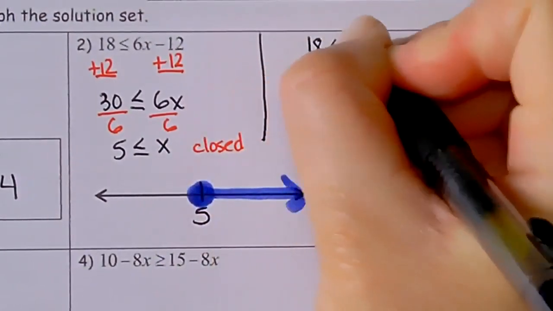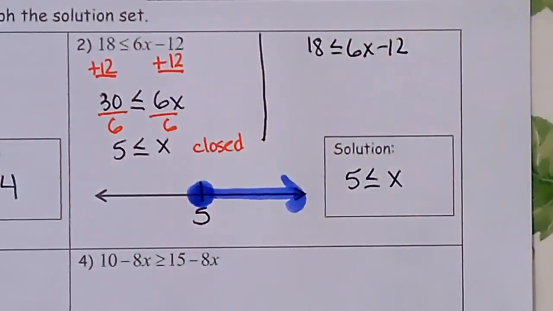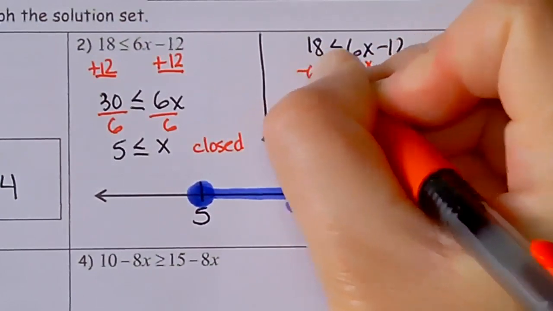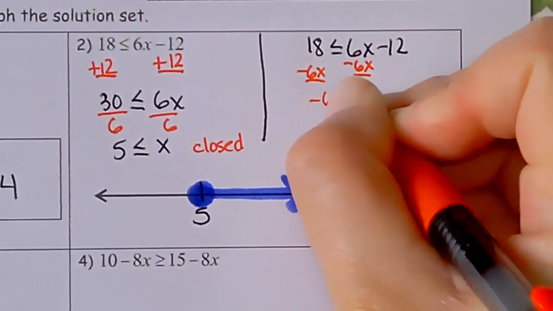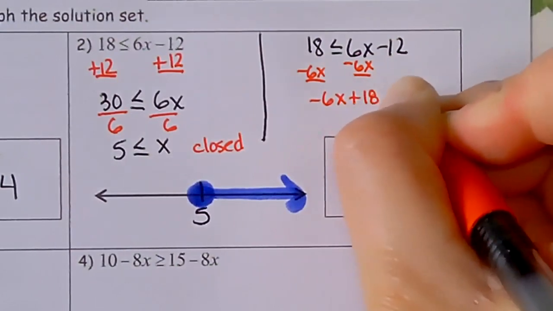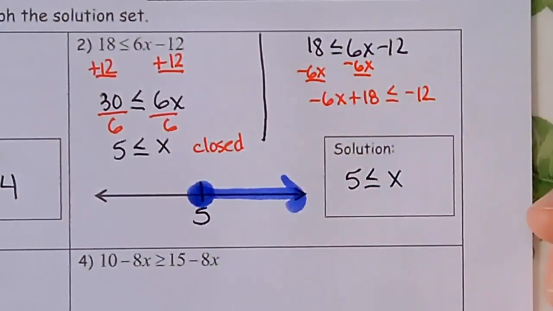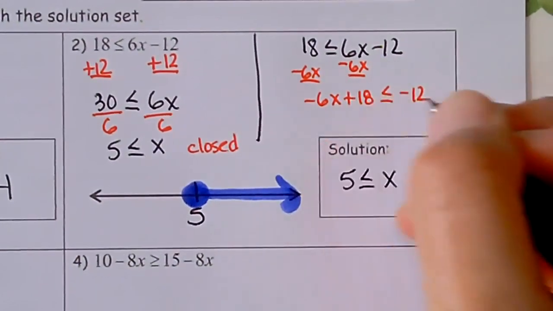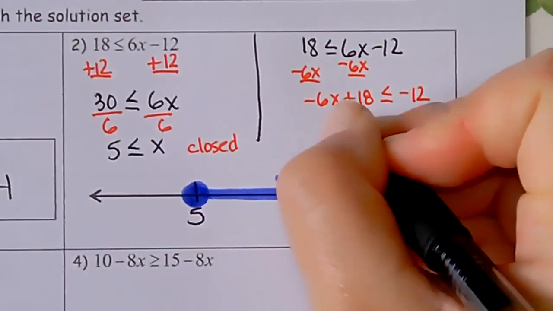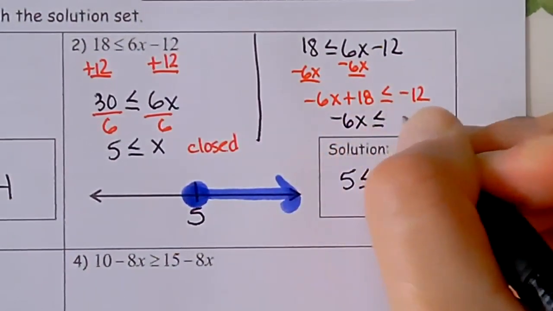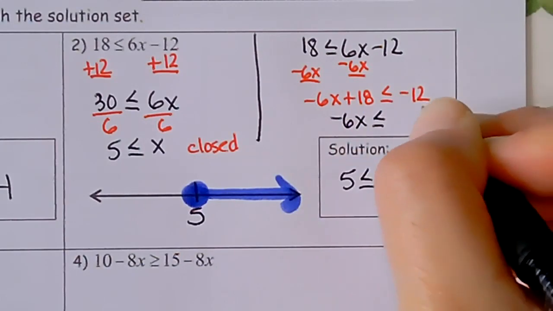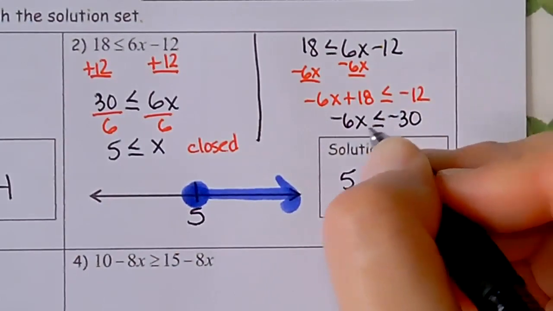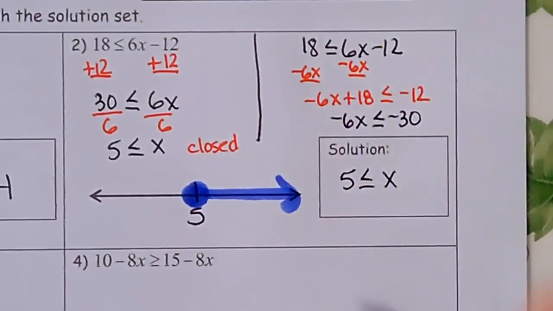Now, if you like to have your x on your left-hand side, we can get our x on the left-hand side. I can subtract 6x so that my x is on the left-hand side. And I would get negative 6x plus 18 is less than or equal to negative 12. I am then going to subtract 18 from both sides. I'm going to do it in my head. So I'm going to have negative 6x is less than or equal to negative 12 minus 18, which is negative 30. And now I'm going to divide by a negative 6.